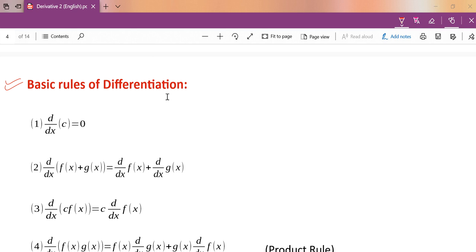So what are the basic rules of differentiation? If you want to find the derivative of a constant function, it is 0. In this case it is very clear: if it is a constant function and you change your x from x to x plus h, your y doesn't change. There is no change in y, that's why the derivative should be 0.